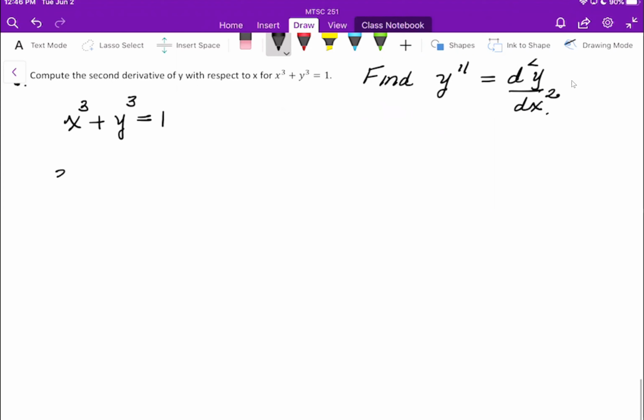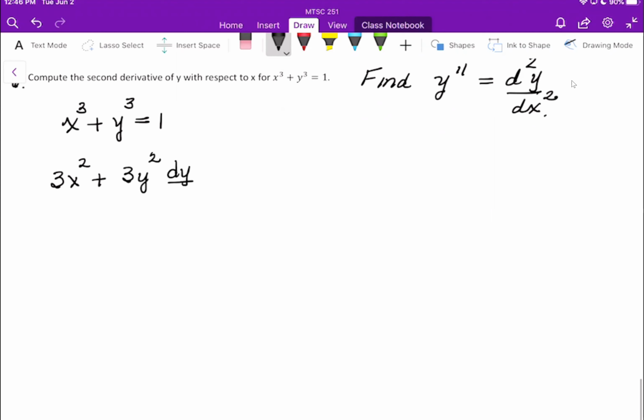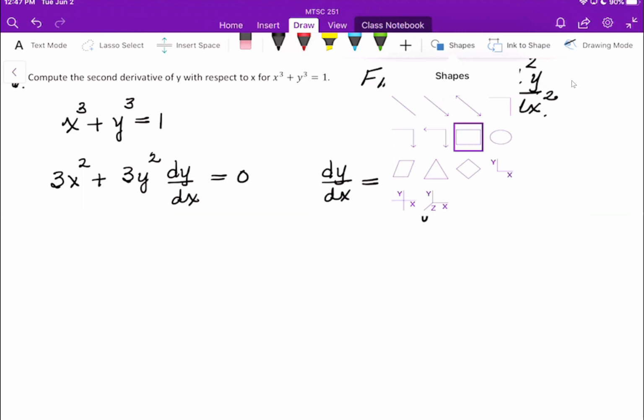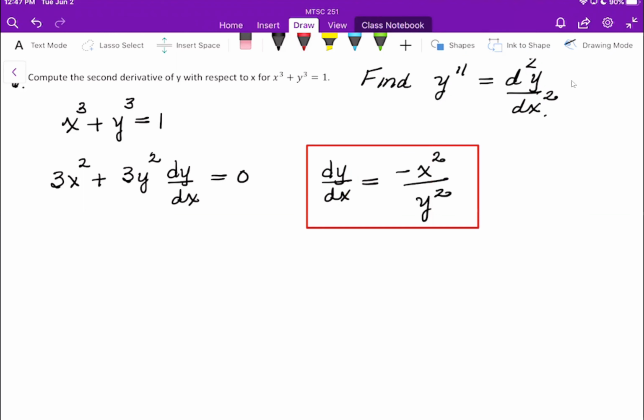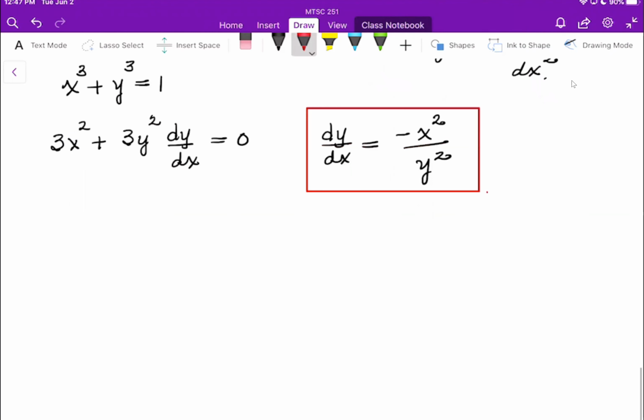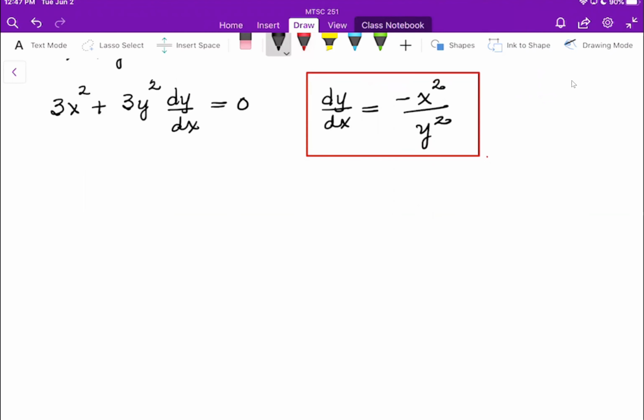So that's going to give us 3x squared plus 3y squared dy/dx is equal to 0. So now we're going to get dy/dx is going to equal minus x squared divided by y squared. So this is our first part of the problem. That gives us the first derivative. We need that. So now we want to take the derivative of this, and so now we need to use the quotient rule.